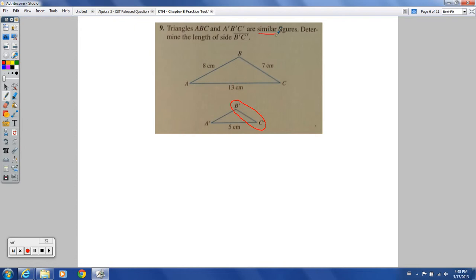It says they are similar, meaning that these ratios, these proportions, are going to be the same from one to the next. So it's saying that they match up in this order. A here matches up with A prime, B with B prime, and C with C prime. So that means the length of AC, which I know here, and the length of A prime, C prime, should be in the same ratio as this one, BC, is to B prime, C prime.